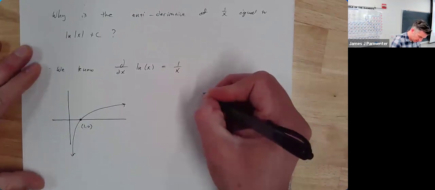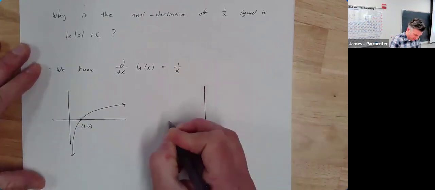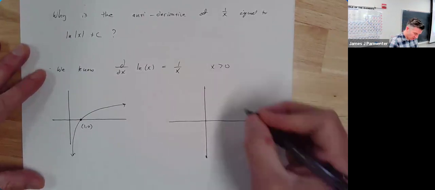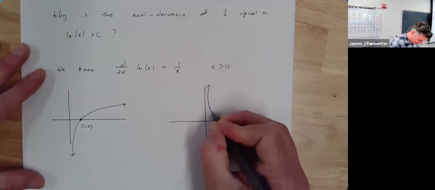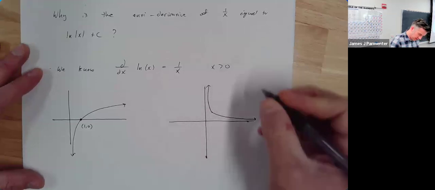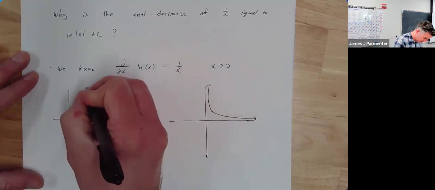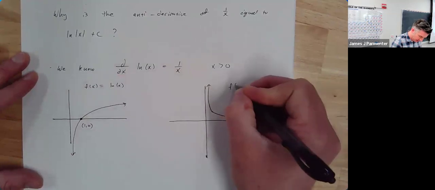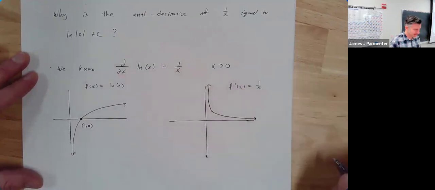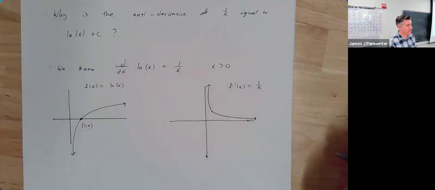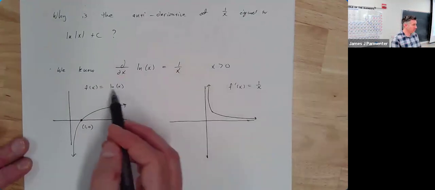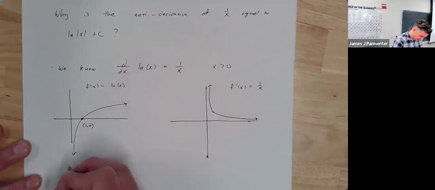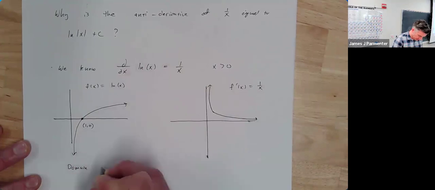when we talk about the derivative being 1 over x, we really mean 1 over x when x is greater than 0. We only get this half of the y equals 1 over x function. So here's f of x equals the natural log of x, and here's f prime of x equals 1 over x, as long as x is greater than 0. That's because the original function, the natural log of x, has a domain where x is positive.